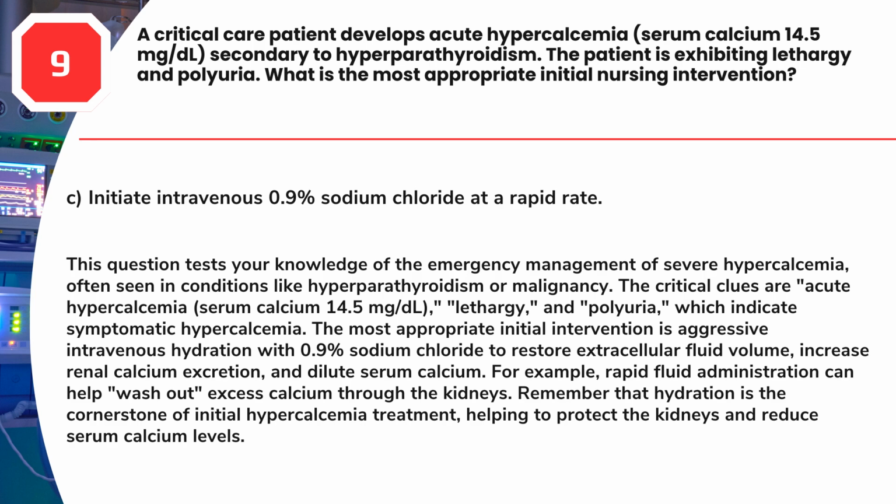The most appropriate initial intervention is aggressive intravenous hydration with 0.9% sodium chloride to restore extracellular fluid volume, increase renal calcium excretion, and dilute serum calcium. For example, rapid fluid administration can help wash out excess calcium through the kidneys. Remember that hydration is the cornerstone of initial hypercalcemia treatment, helping to protect the kidneys and reduce serum calcium levels.